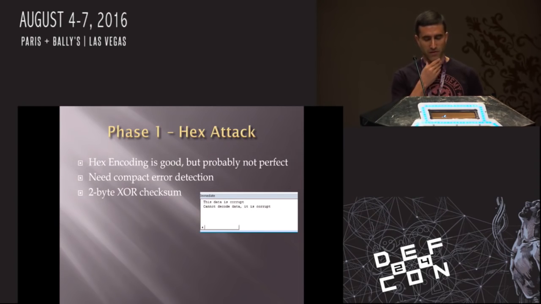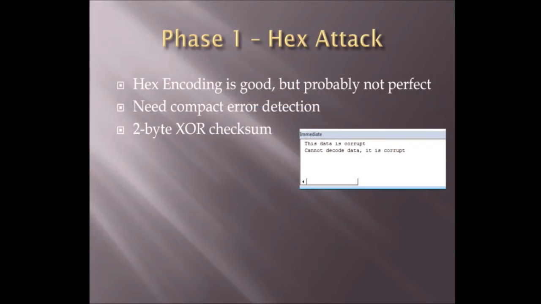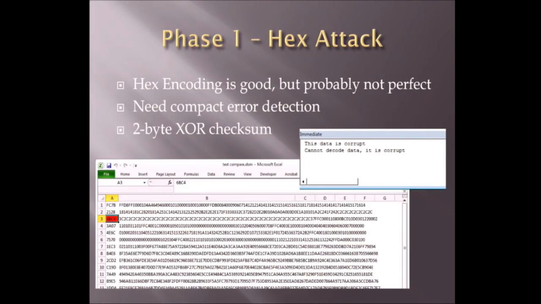And when you run the code, if it can't match the checksums, it'll give you this little message: data is corrupt, cannot decode the data. And then it'll highlight the offending line in red.